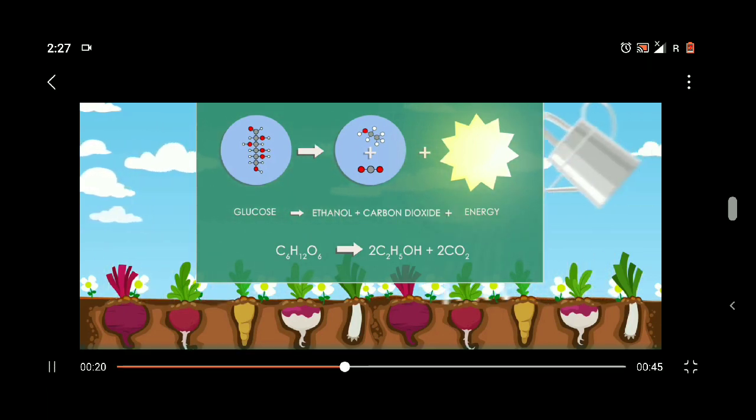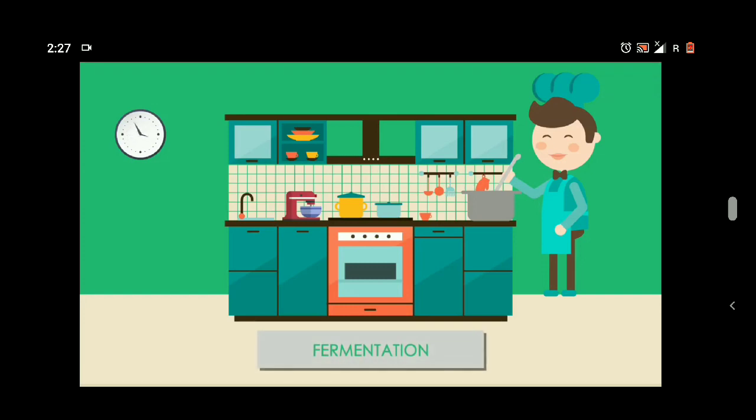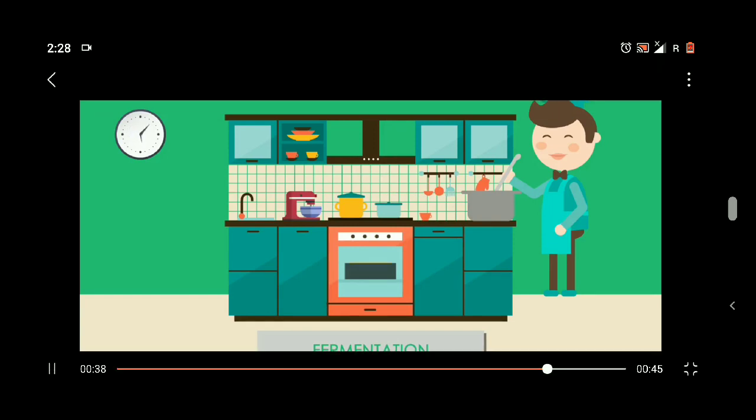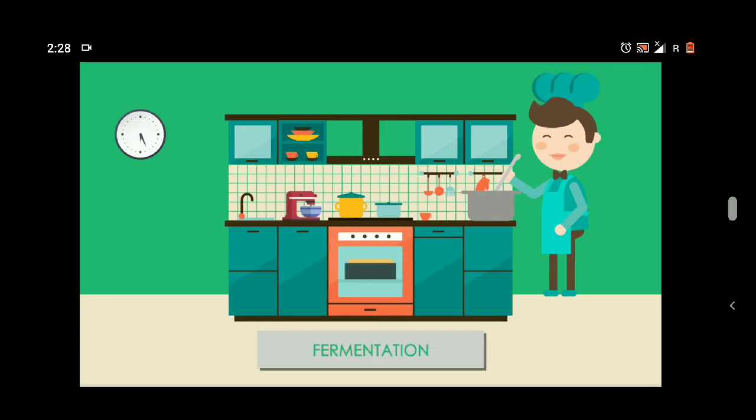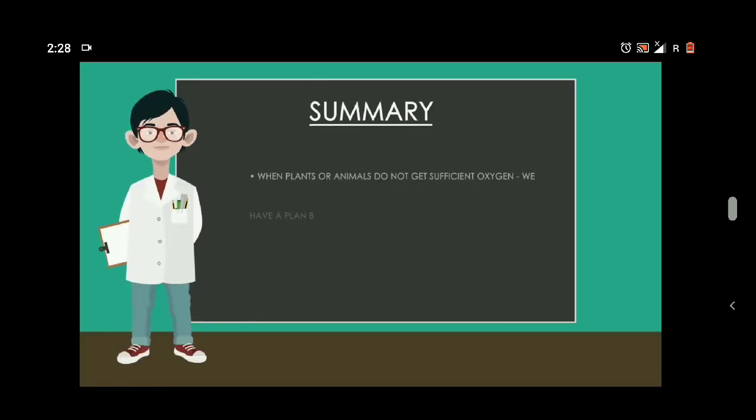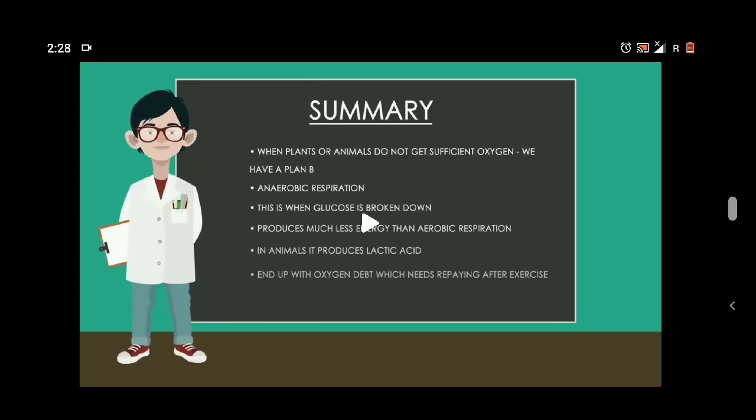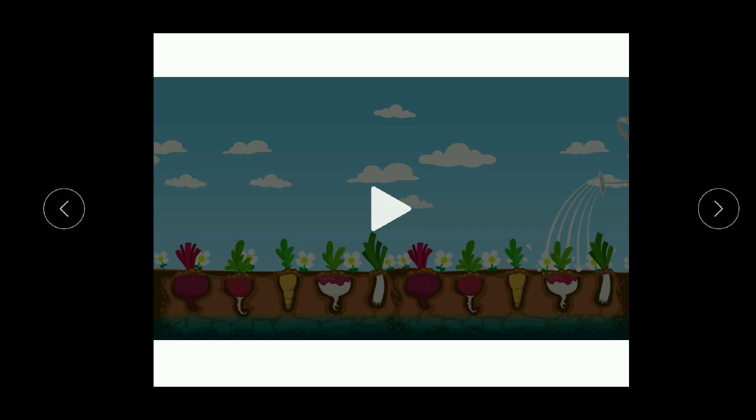Ethanol is an alcohol. We all know that the alcohol we see, it is being made through the process of fermentation where the sugar, the glucose, is converted into alcohol in the condition of anaerobic respiration. This process is known as fermentation. Fermentation process is used to make wine, beer or other alcoholic materials. Fermentation is also seen in yeast powder.